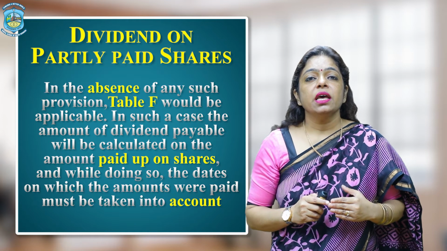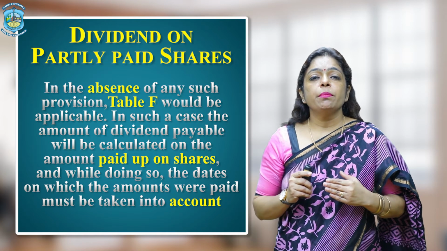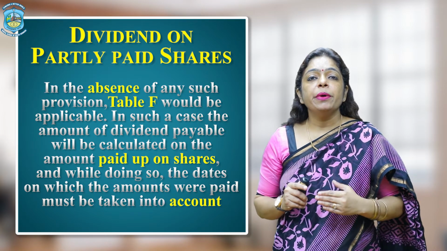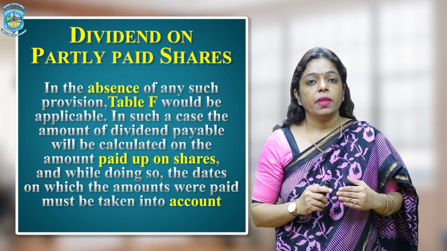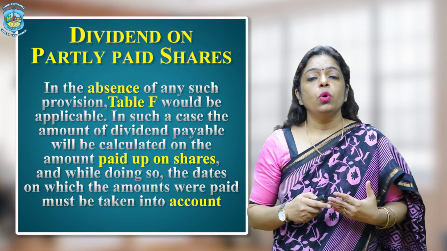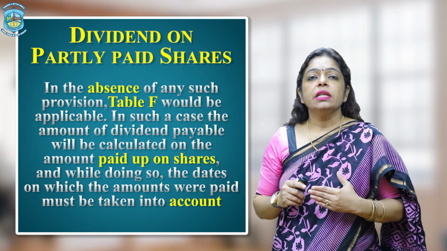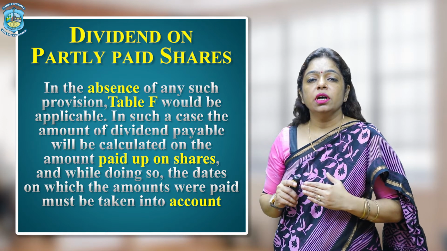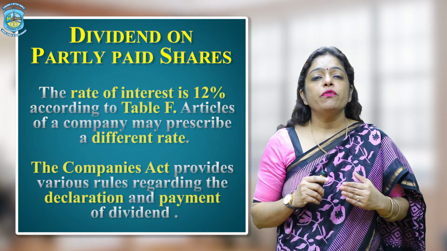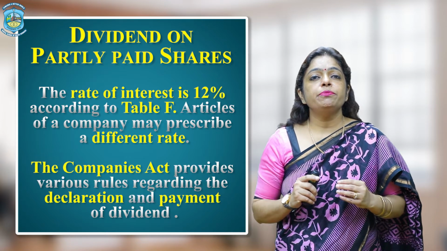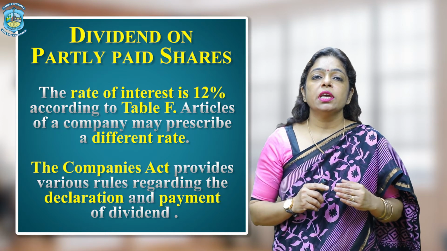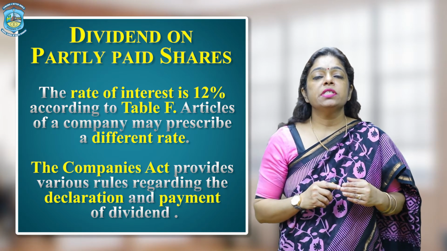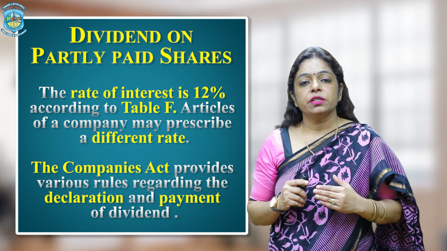In such a case, the amount of dividend payable will be calculated on the amount paid up on shares, and while doing so, the dates on which the amounts were paid must be taken into account. The rate of interest is 12% according to Table F. Articles of company may prescribe a different rate.